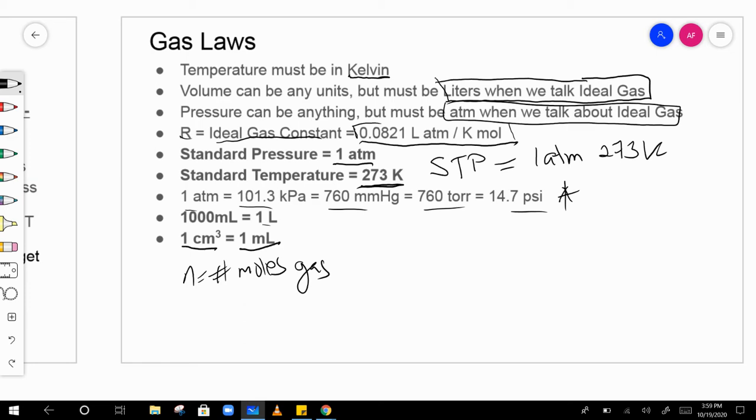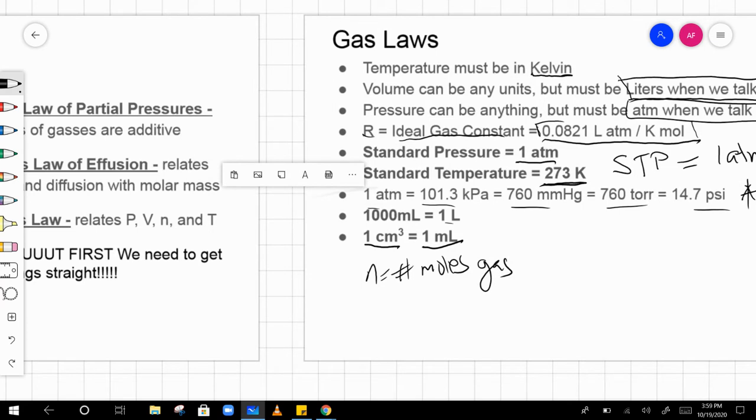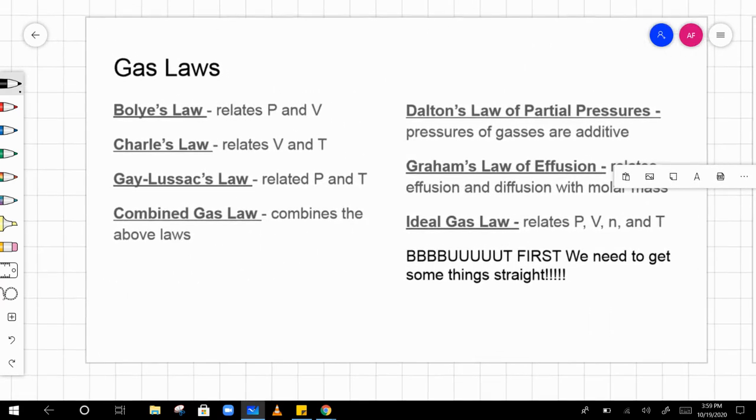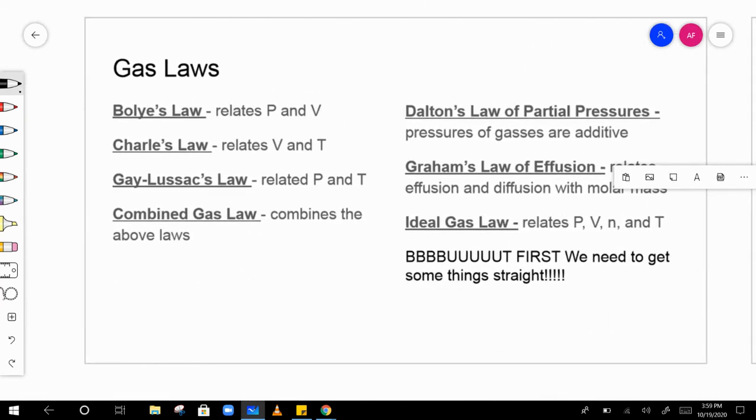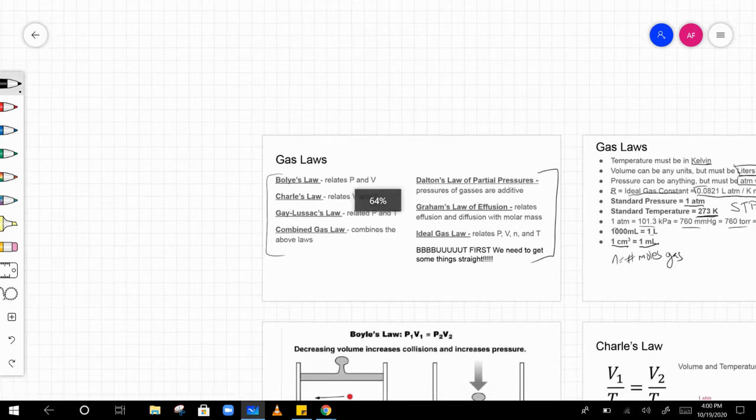Okay, so with all those things said, let's look really briefly at all the laws we're going to talk about here. We're going to talk about Boyle's law. We talked about some of these last time. And then we're also going to talk about these ones here: Dalton's law of partial pressure, Graham's law of effusion and diffusion, and the ideal gas law. Okay, so let's start really quickly.